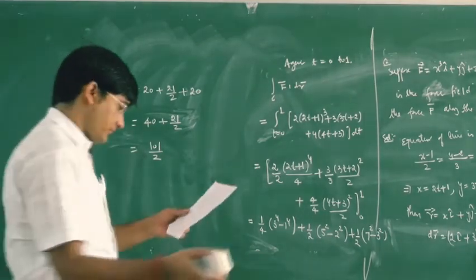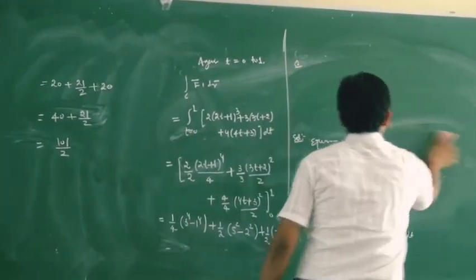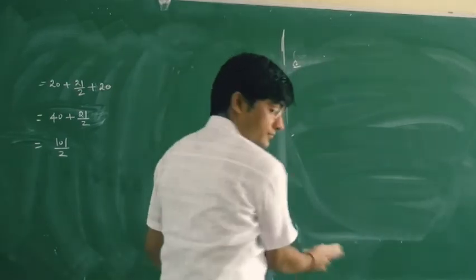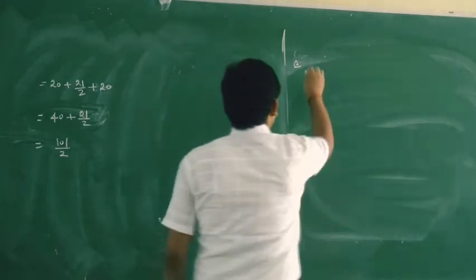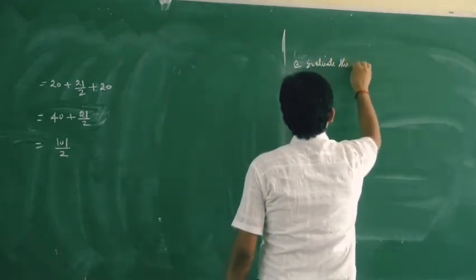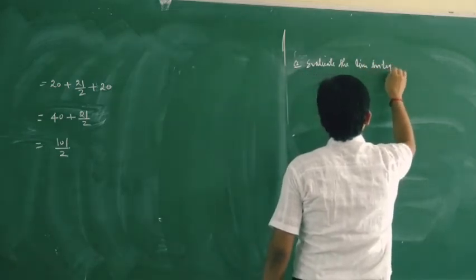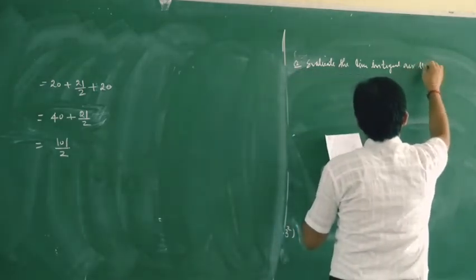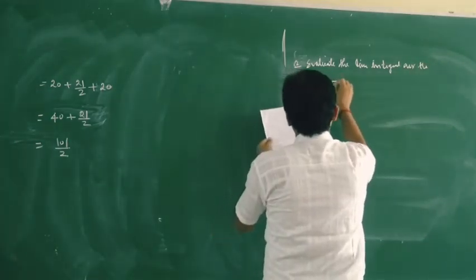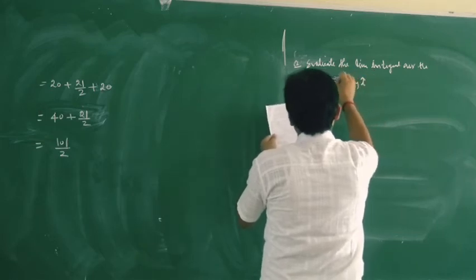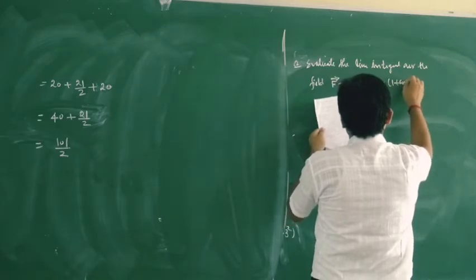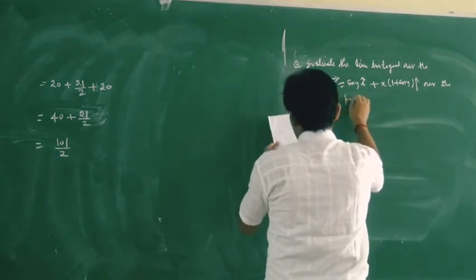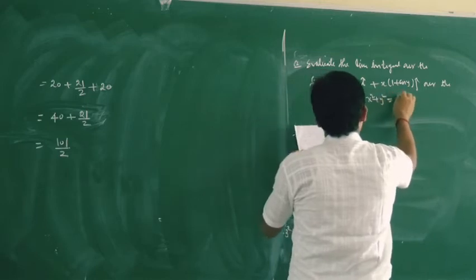Then our next question is to evaluate the line integral over the field F equal to sin y i plus x into 1 plus cos y j over the circular path x squared plus y squared equal to a squared and z equal to 0.